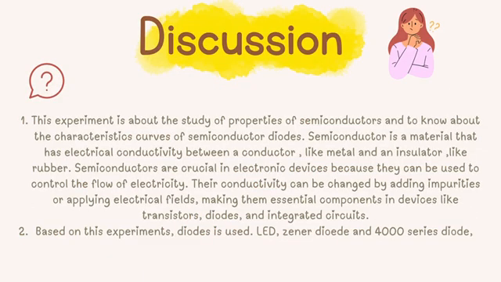Based on this experiment, it is about the study of the properties of semiconductors and learning about the characteristic curve of semiconductor diodes. A semiconductor is a material that has electrical conductivity between a conductor, like metal, and an insulator, like rubber. Semiconductors are crucial in electronic devices because they can be used to control the flow of electricity. Their conductivity can be changed by adding impurities or applying electrical fields, making them essential components in devices like transistors, diodes, and integrated circuits.